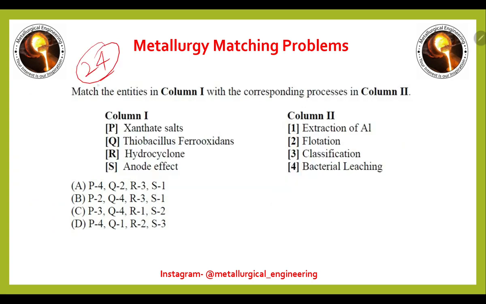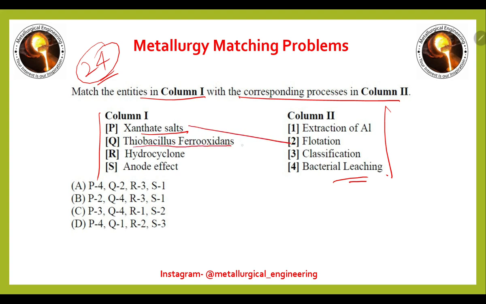This is the 24th matching problem. Match the entities in column first with the corresponding processes in column second. So xanthate salts are used in flotation, and Thiobacillus ferrooxidans is used in bacterial leaching, hydrocyclone is used in classification, and anode effects are used in extraction of aluminium. So the right answer is B part, that is P2, Q4, R3 and S1.